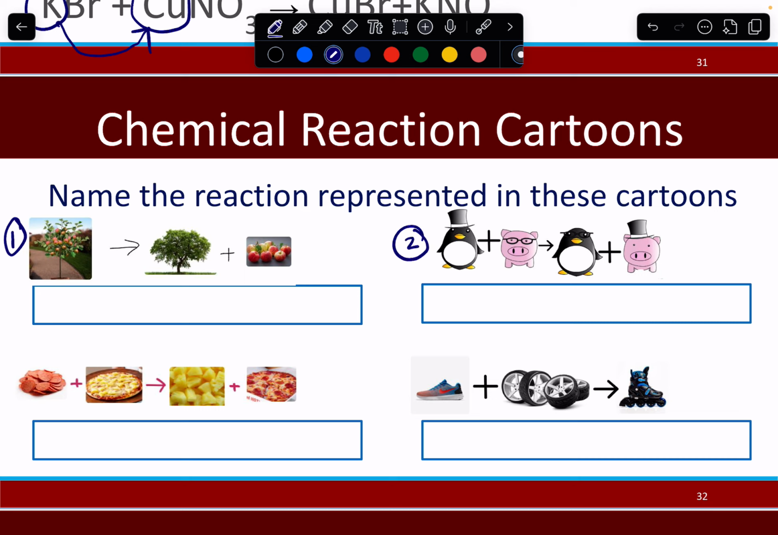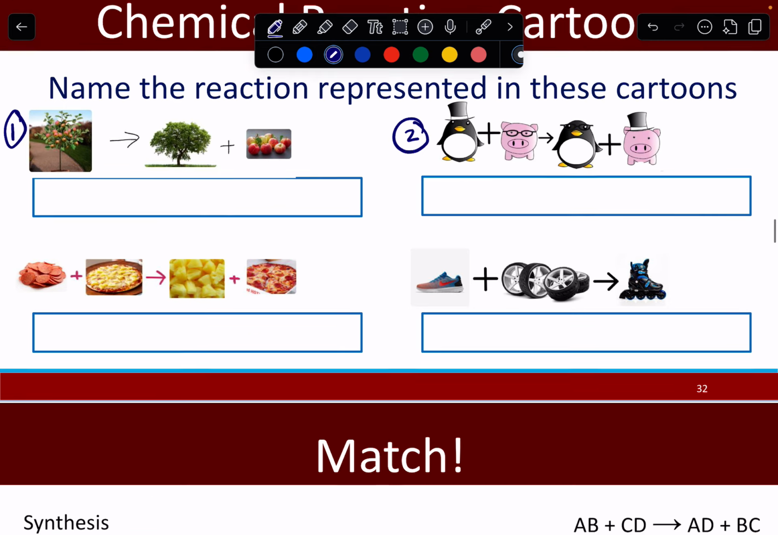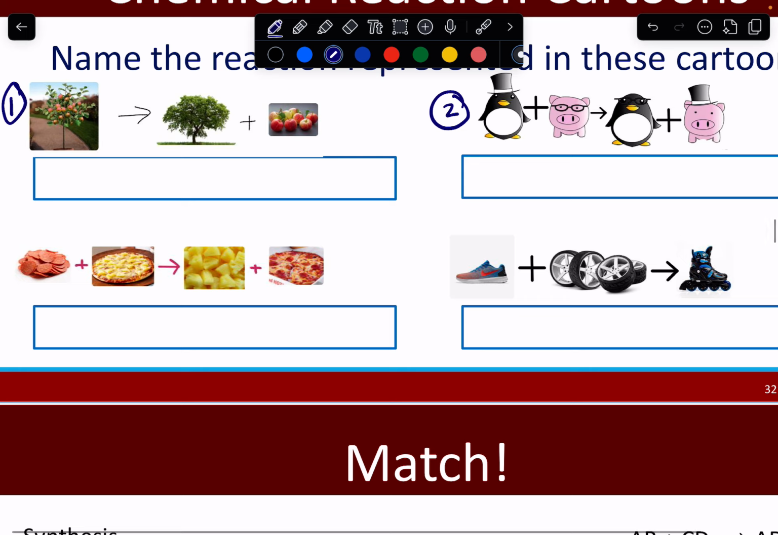Number two, you have a penguin with a top hat and a pig with glasses. And then they're going to switch. The penguin is going to take the glasses and the pig is going to take the hat. Okay. Number three, you have pepperoni and then you have a pineapple pizza.